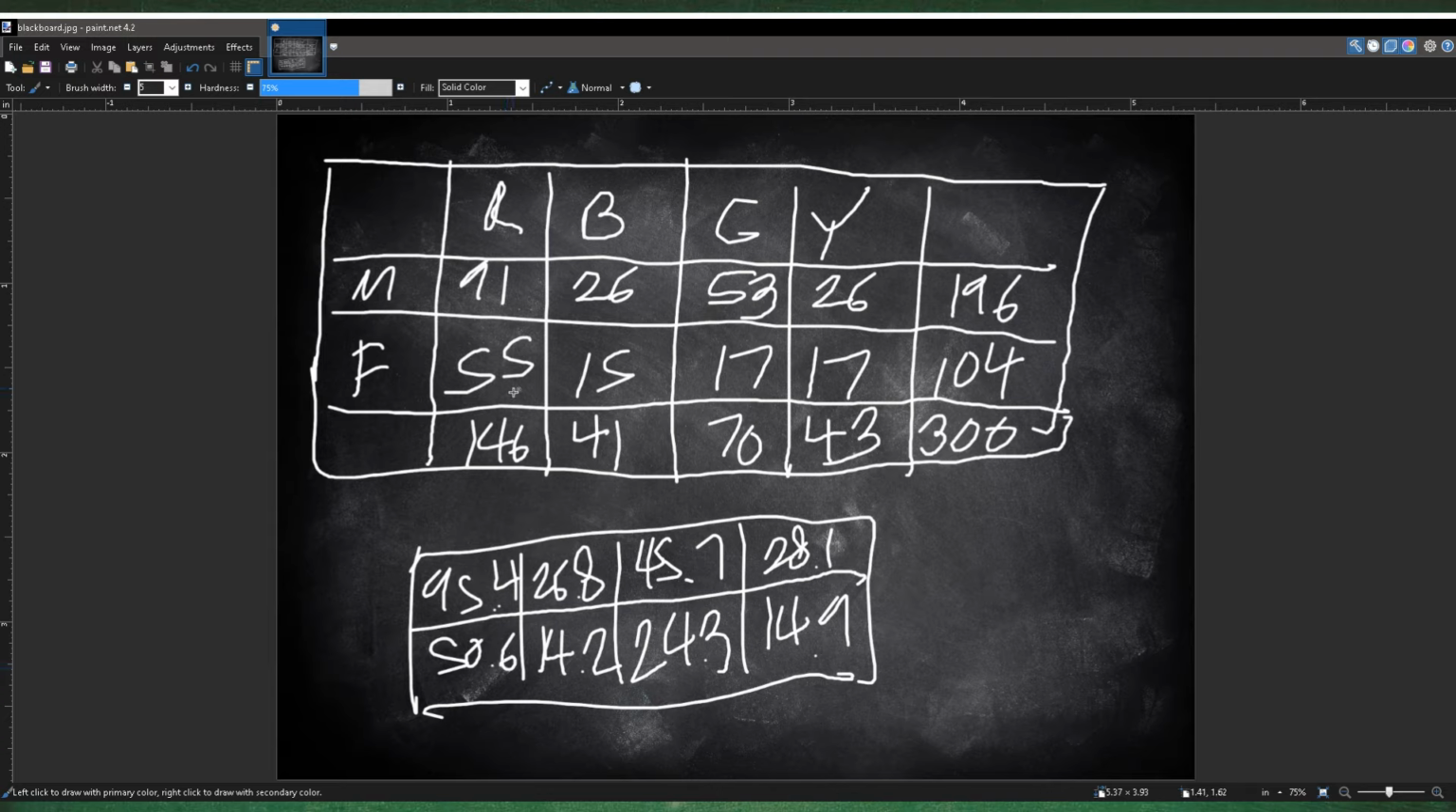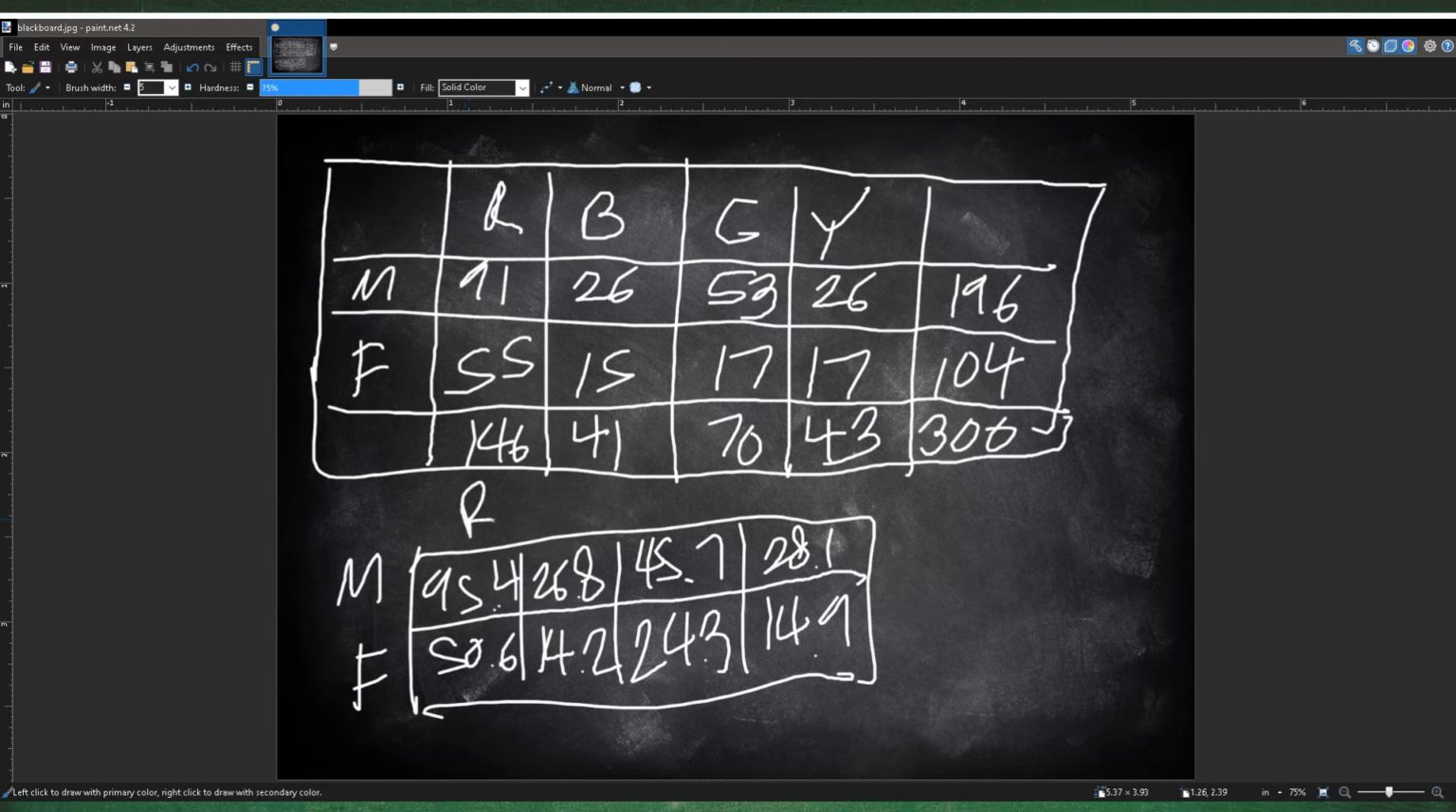50.6 to 55 is pretty close. 26.8 and 26 is really close. 14.2 and 15 is really close. 45.7 and 43 is kind of close. 24.3 to 17 is kind of close. 14.9 to 17 is kind of close. And 28.1 and 26 is kind of close. So based on a general idea, these are pretty similar distributions.